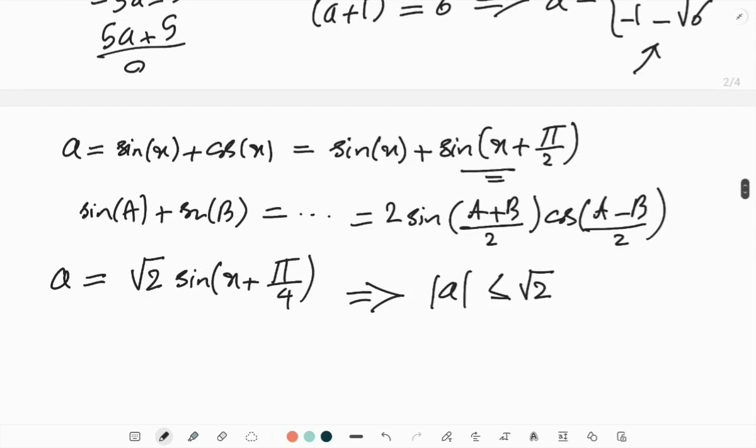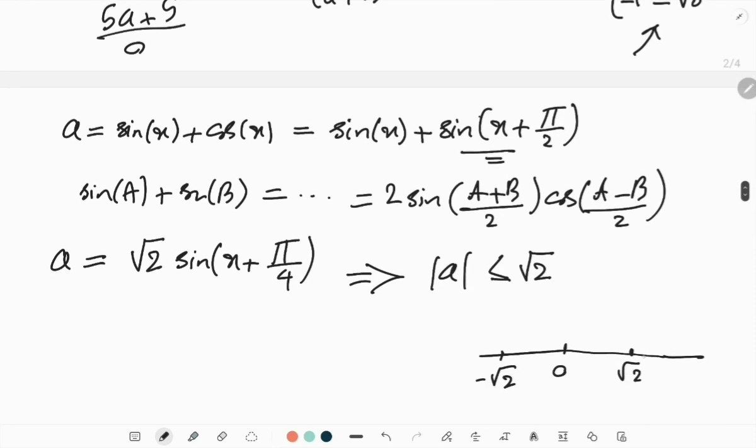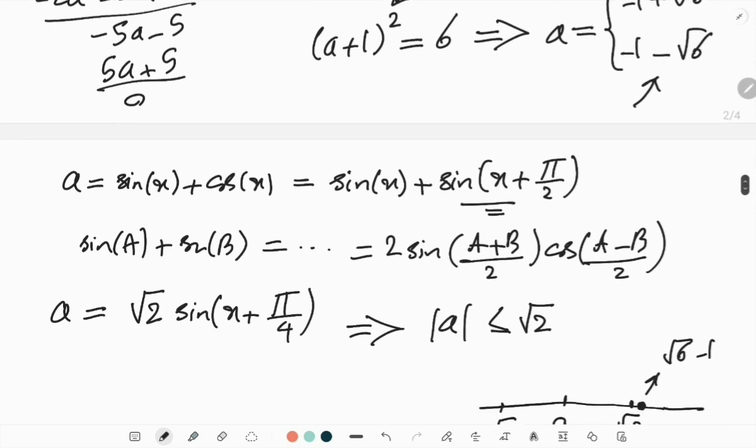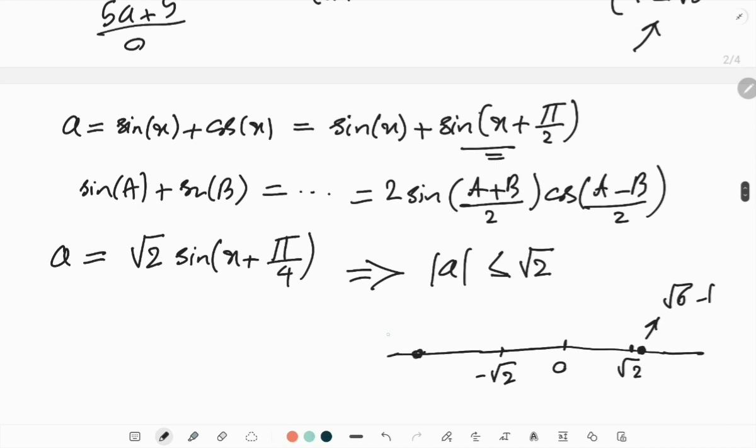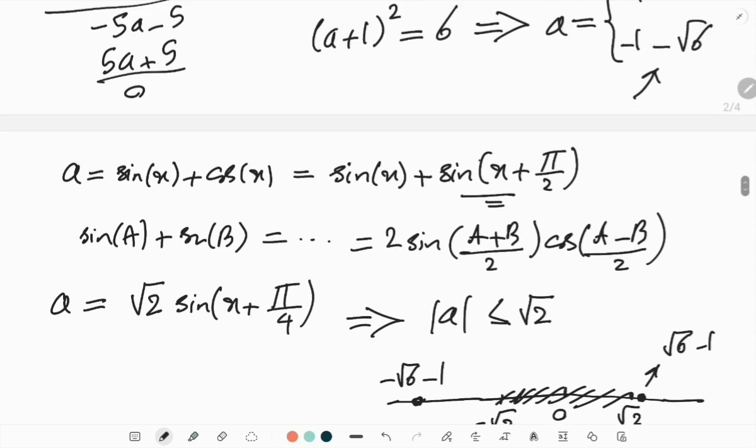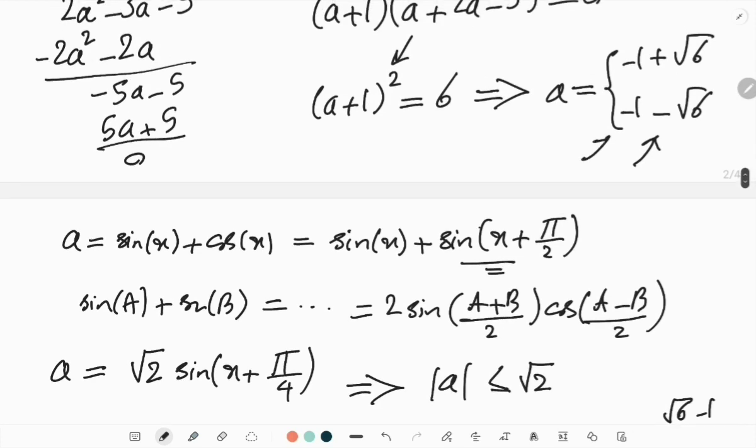So if I just look at these values, this is minus square root of 2, this is square root of 2. So definitely square root of 6 minus 1 is somewhere here. You can calculate it. And this is square root of 6 minus 1. And the other one is definitely somewhere here, minus square root of 6 minus 1. What I'm looking for is just this interval. So in other words, these values for a here are not acceptable because there is no real value of x which satisfies these two values for a.